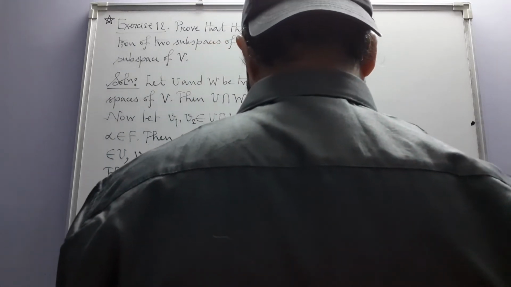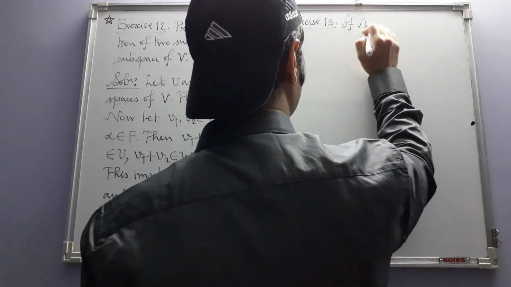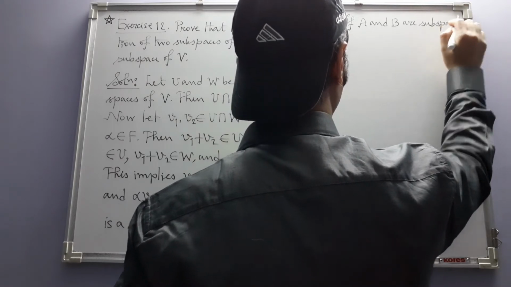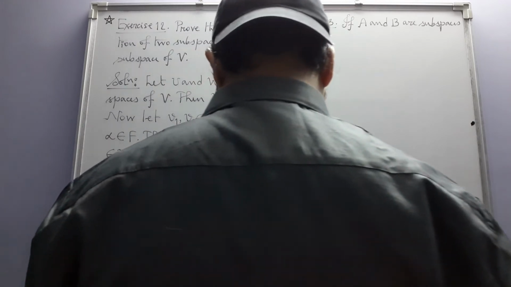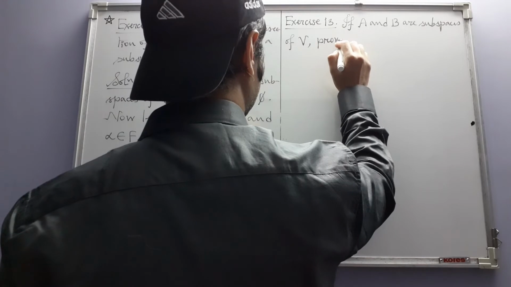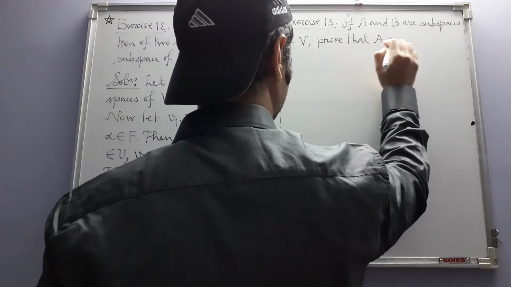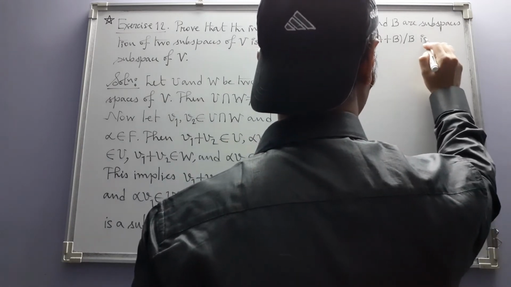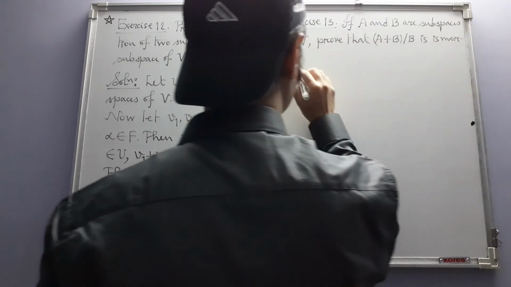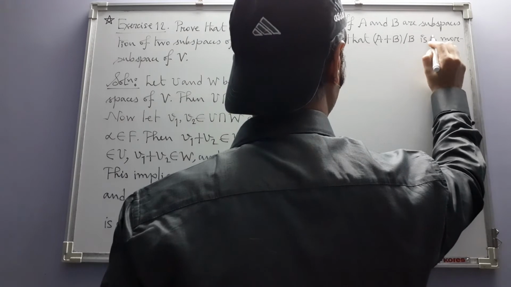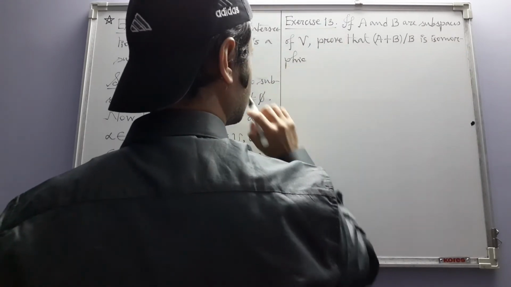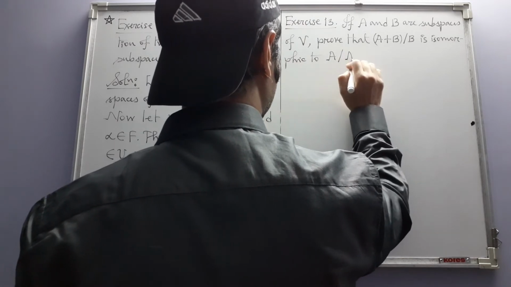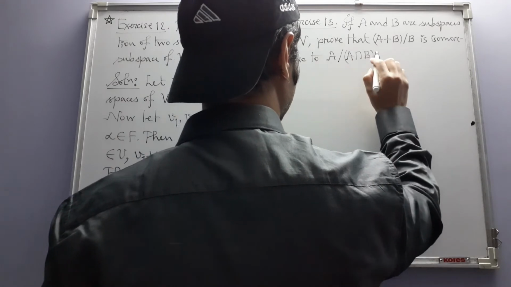Exercise 13. If A and B are subspaces of V, prove that (A + B)/B is isomorphic to A/(A ∩ B).